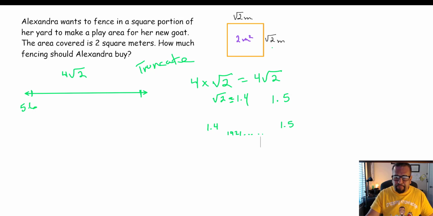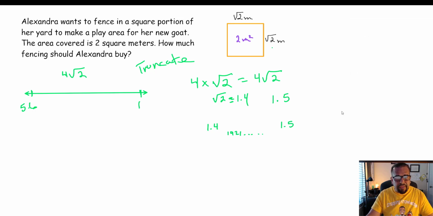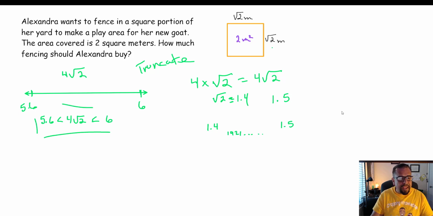Okay, so let's go ahead and punch it into our calculator. We get 4 times 1.5, and we get 6. So our other number was 6. So this is how I will write my answer, and pay close attention and write it down. 5.6 is less than 4 times root 2, which is also less than 6. That's how you will write your whole answer.